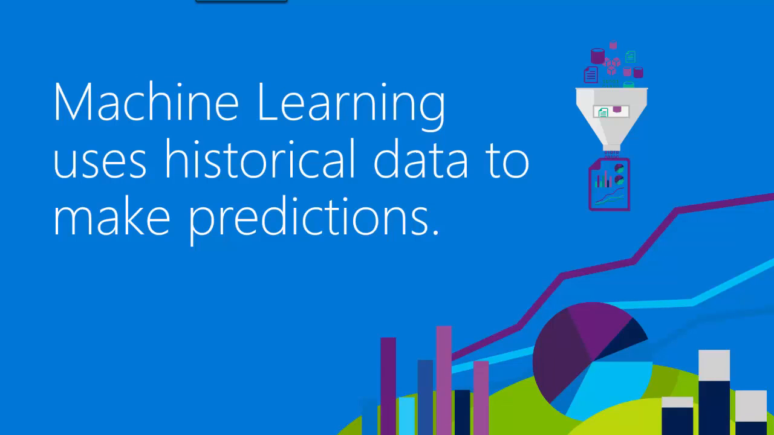So what is machine learning? Machine learning is essentially using historical data to make predictions. It's not only about predictions, it's also about finding out whether there's some kind of an anomaly happening in a particular set, in a particular setting, in a particular experiment.